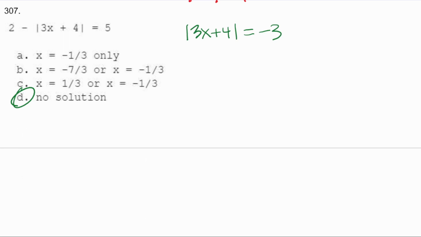But absolute value equals a negative number. That's not going to happen. You take the absolute value of a number, and it's going to come back either 0 if you've taken the absolute value of 0, or it's going to come back positive if you've taken the absolute value of anything else besides 0. So, yeah, that's why I'm thinking no solution. It's because you get absolute value equals a negative number. And you would have gotten that if you had subtracted 2 from both sides and then divided by negative 1. You'd have ended up with absolute value 3x plus 4 equals negative 3. I was just looking at it from a farther back point of view.